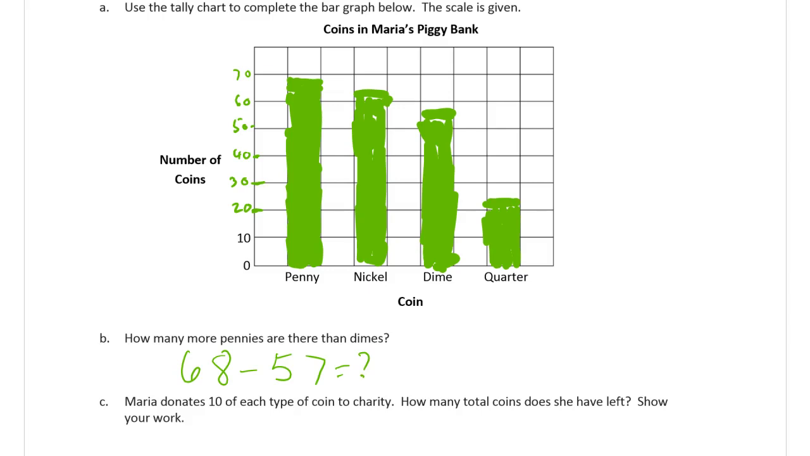Now you can solve this however you like, but show your work. If you can do this mentally, you probably can because you don't have to regroup it, then it's really easy to show it vertically. 8 minus 7 is 1 and 6 minus 5 is 1. So there it is. That's really easy to write down. So write it down. How many more pennies are there? 11 more.